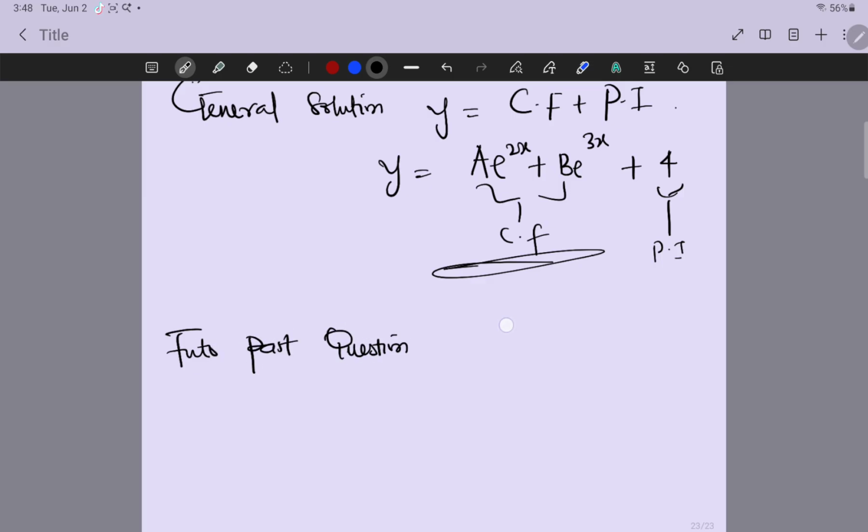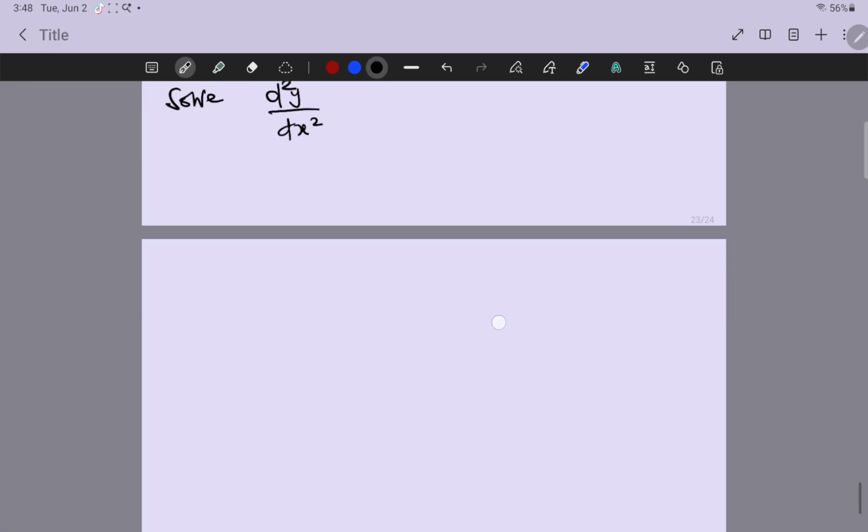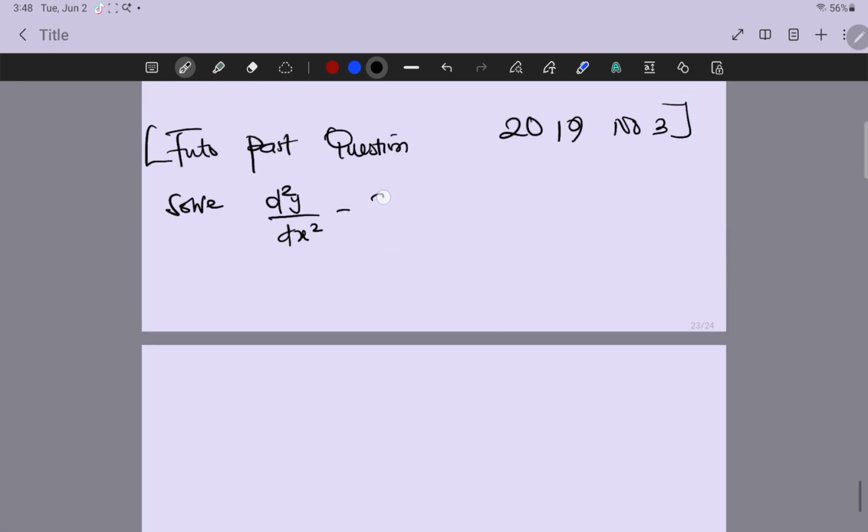The past question 2019 number 3. Okay, it says solve d squared y over dx squared minus 3 dy over dx plus 2y is equal to x squared. All right, so what do we do?